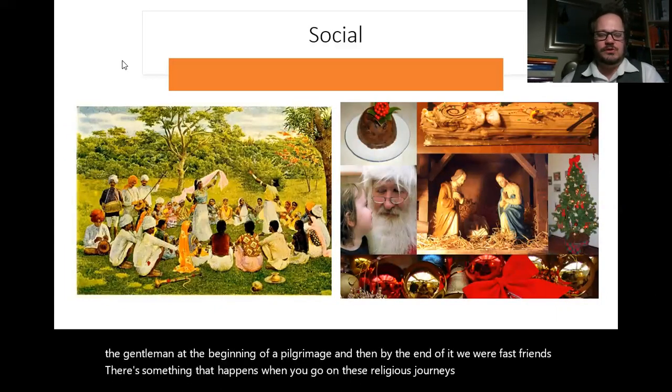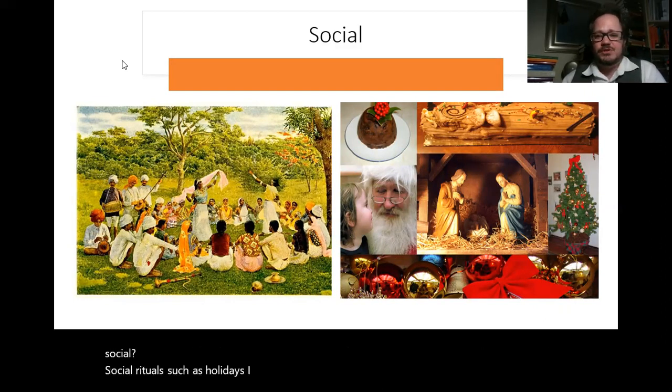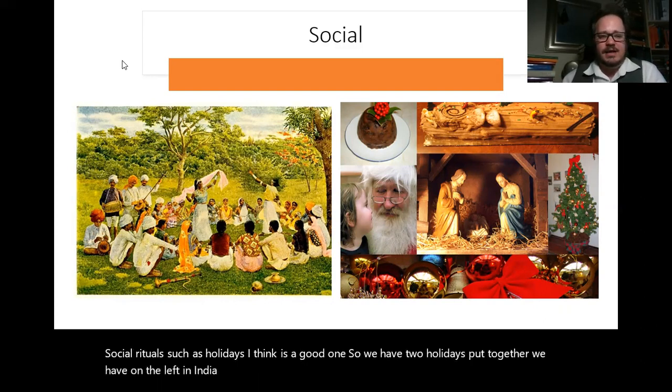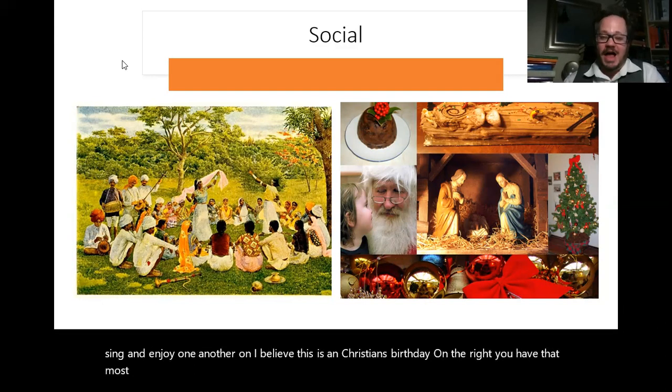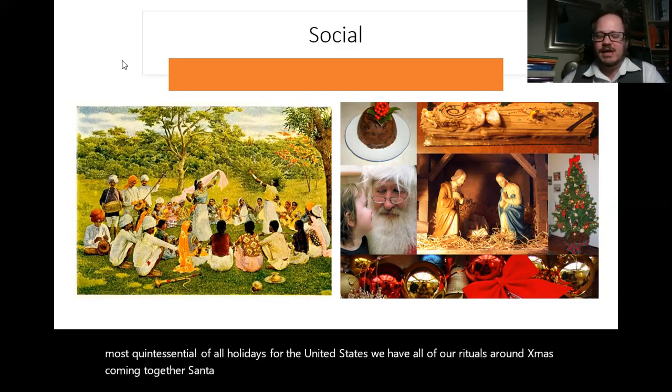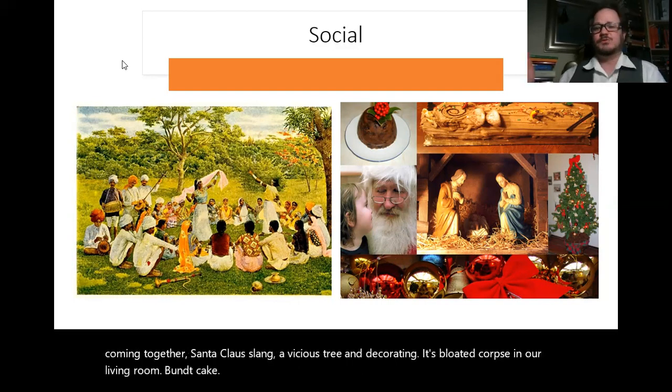What about social rituals, such as holidays? I think that is a good one. So we have two holidays put together. On the left, in India, this is in Gujarat, you can see that folks are coming together to dance and sing and enjoy one another on, I believe, Krishna's birthday. And on the right, you have that most quintessential of all holidays for the United States. We have all of our rituals around Christmas coming together. Santa Claus, slaying a vicious tree and decorating its bloated corpse in our living room. Bundt cake. Christmas rituals, social rituals.